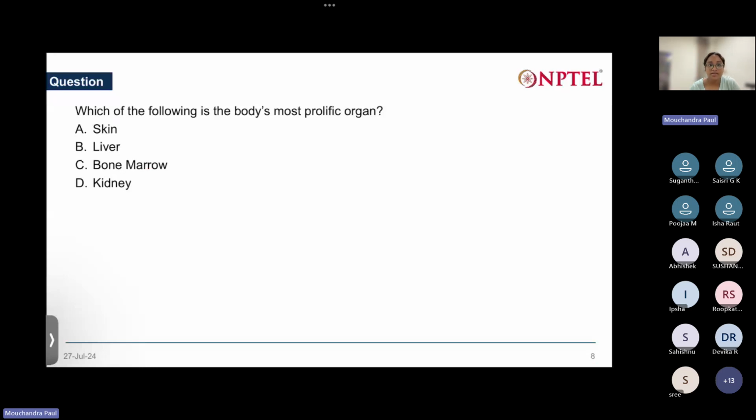So we got two answers from the audience: liver and skin. So the actual answer is bone marrow. I'll tell you why.